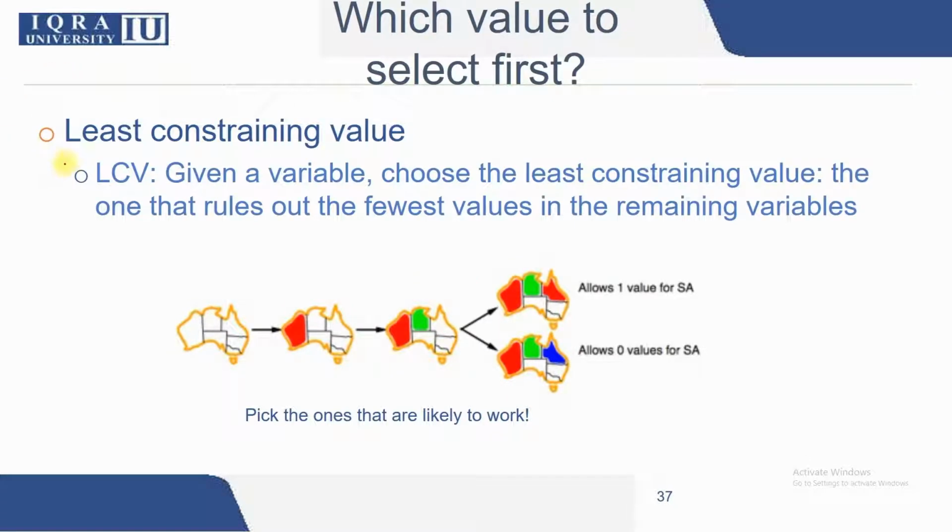So the least constraining value: once you have selected a variable, if you have two choices, blue or red, which will you choose? You should choose red because it has no impact on this value. But if you choose blue, then this is gone and you have to backtrack. So that's why we will choose red as compared to blue, and this is going to be much helpful for us.